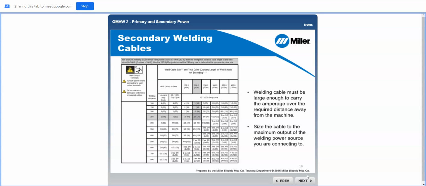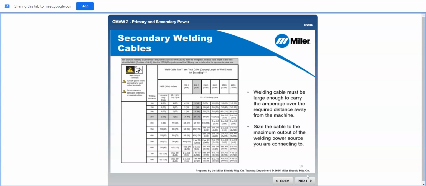Welding cables must be large enough to carry the amperage over the required distance away from the machine. Size the cable to the maximum output of the welding power source you are connecting to. So we need to make sure that our cables are actually capable of handling the amount of juice that we're sending through them.